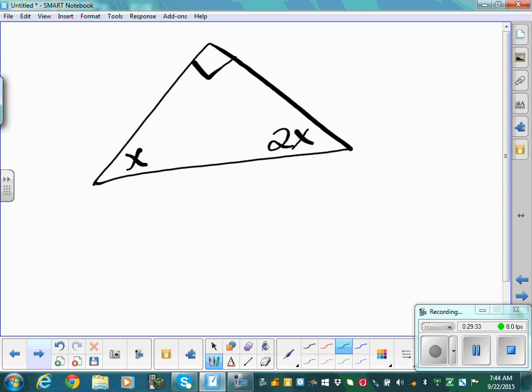Okay, what about this one? It'd be nice if they had the dills, then you could. 2x plus x is equal to 180.